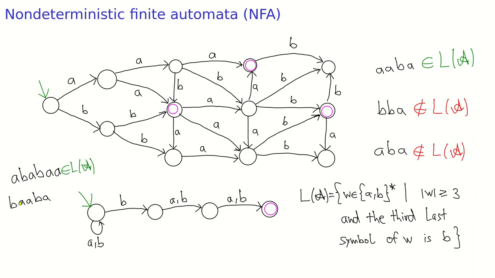And as another small exercise, I recommend you to think about why this word doesn't get accepted. So think about why there is no way to read this word and guess correctly, whenever we read a B, to end up in this state when we finish the word. Why is that not possible? So that this word gets rejected.